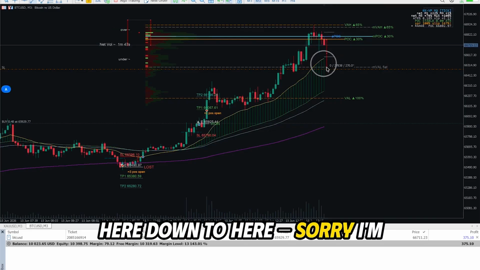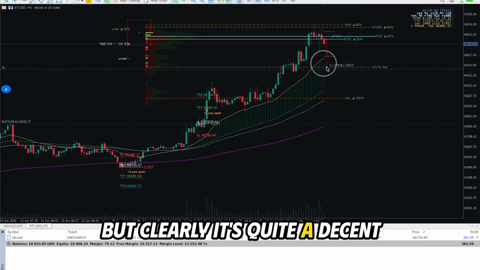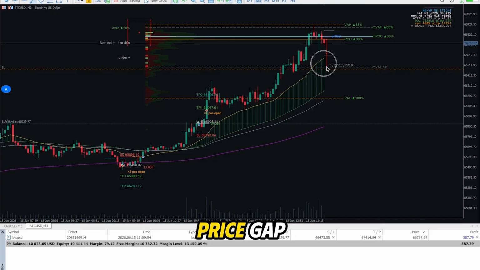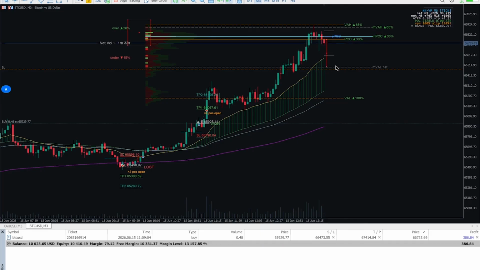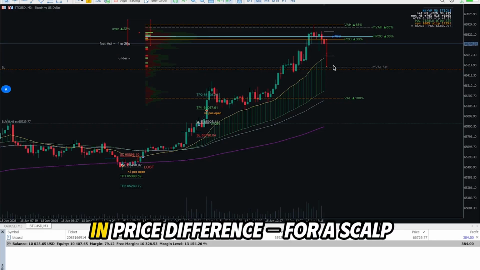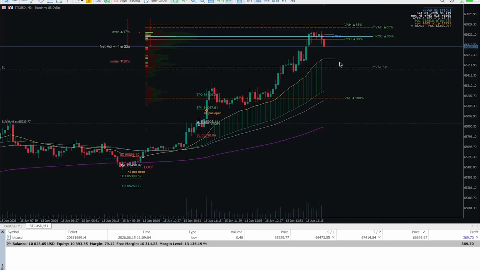here down to here. Sorry, I'm drawing on MT5 and I'm not. But clearly, it's quite a decent price gap. But what I can see here is around 200 in price difference. For a scalp trade, that's not a bad range at all.